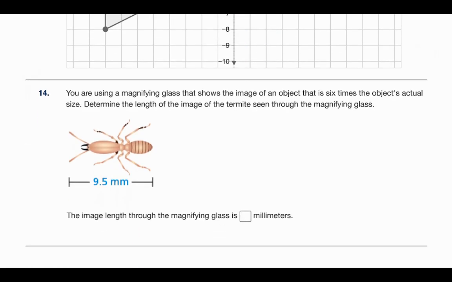Number 4, you are using a magnifying glass. Remember, when you make a magnifying glass, it makes stuff bigger. So determine the length of the termite seen through the magnifying glass. All right. And it's telling us we're doing it 6 times. So what you should notice, ladies and gentlemen, is that we're going to take our k. I'll go ahead and write this down, which is our image over our pre-image.